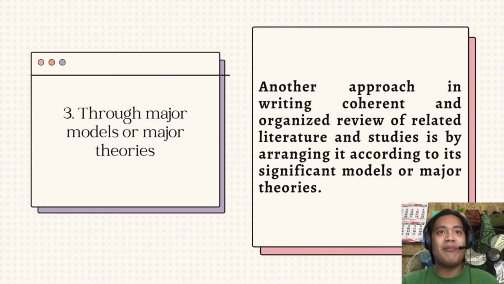So you group the articles you have read and researched by models and theories, to get a coherent view of your review of related literature and studies. That's according to Cronin and Ryan and Coughlin 2008.